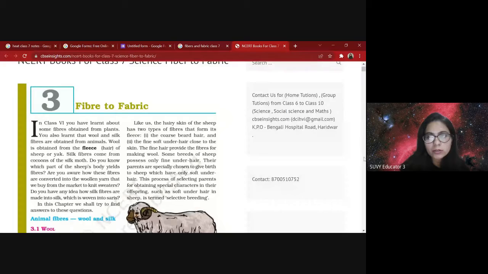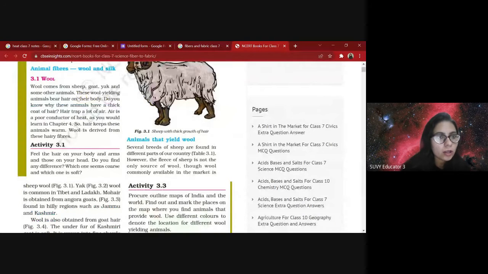So there are many kinds of animals that are responsible for rearing of sheep, right? See, I'll explain with the help of your textbook. I have told you all these things. Then we'll move to wool. Animal fiber: wool and silk. Wool and silk are the main animal fibers.